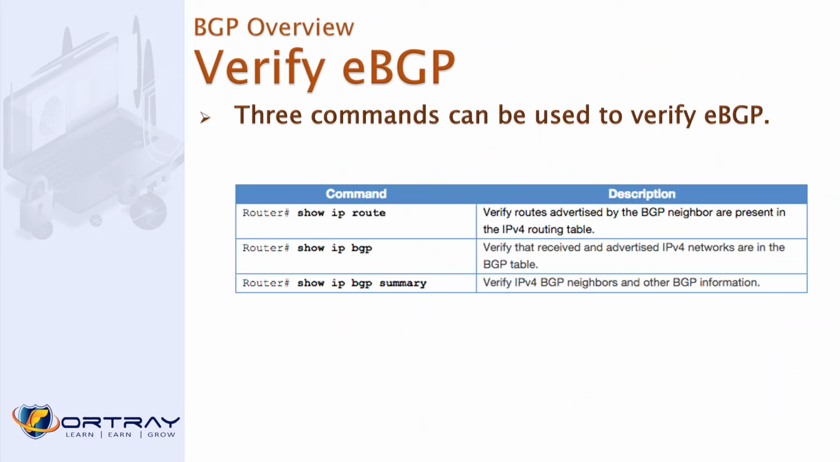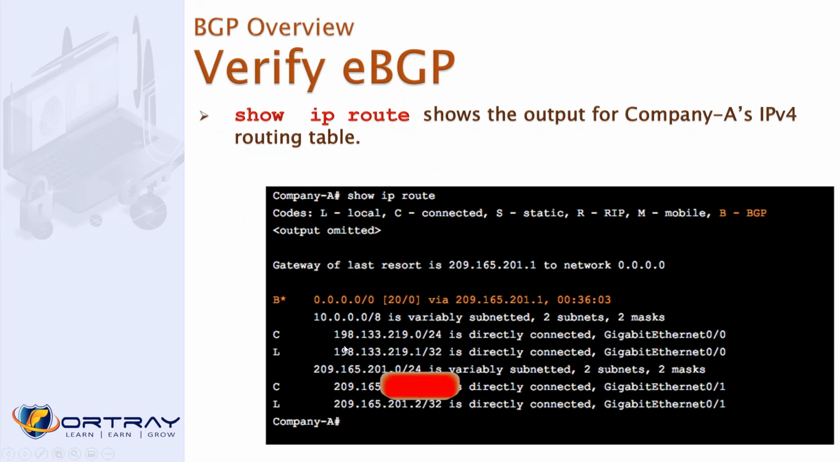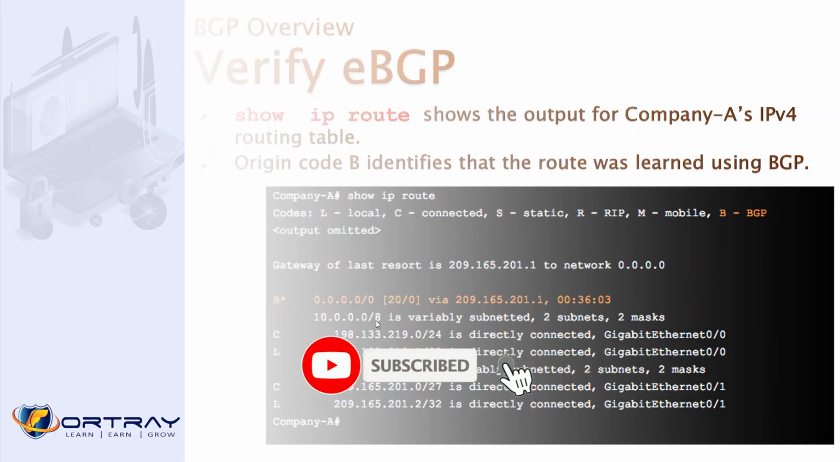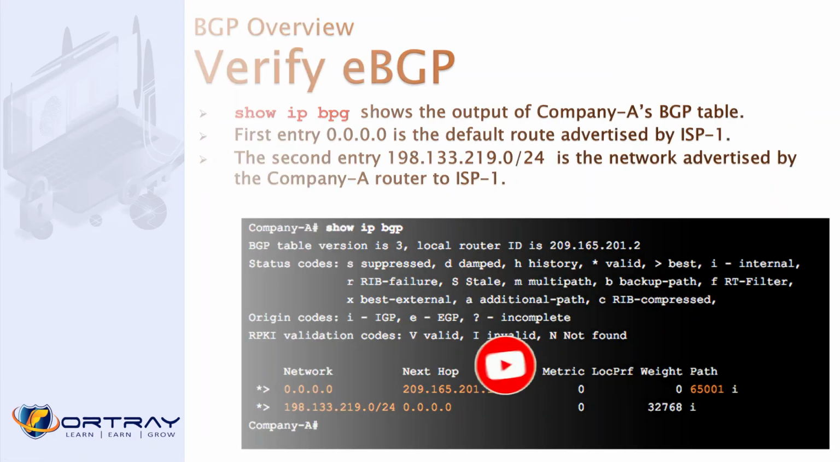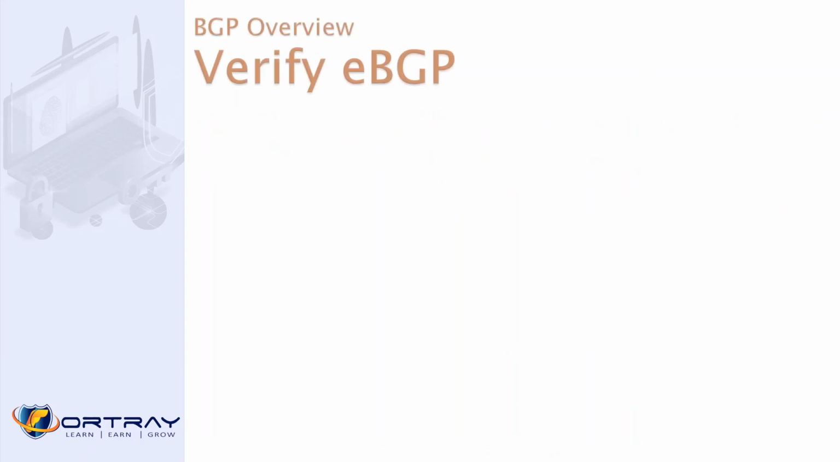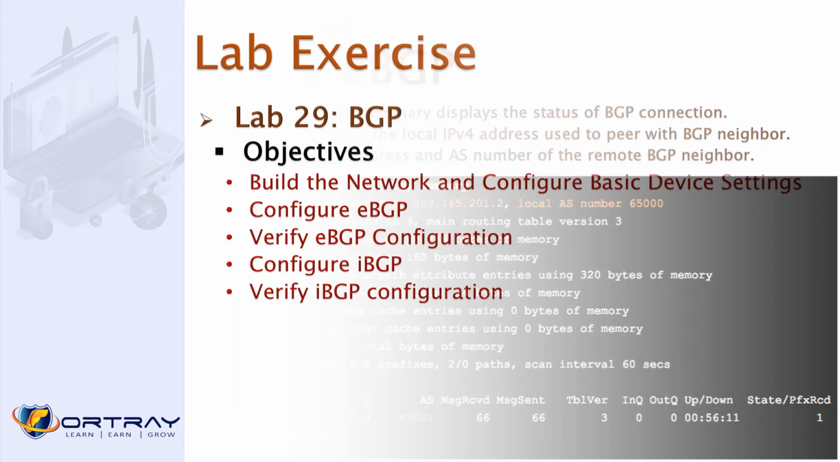Verify commands: show ip route, show ip bgp, show ip bgp summary. These are the verification commands. Show ip route: you can see this is the default route we received. Show ip bgp: routes come into the BGP table and then go into the routing table. Okay, let's build the topology.